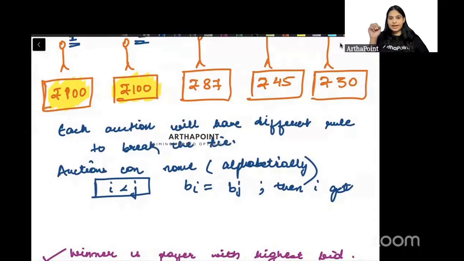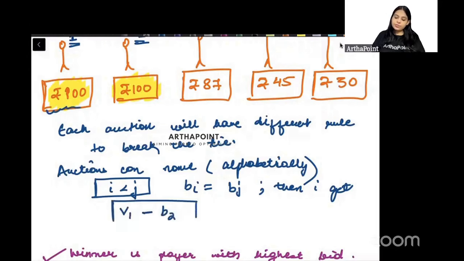Clear? I will win. And then we can go ahead and find their payoff. So their payoff will be the valuation, जो भी इनका valuation है, minus the second highest bid. Valuation minus the second highest bid. Same thing, right? Now, the third one, right?